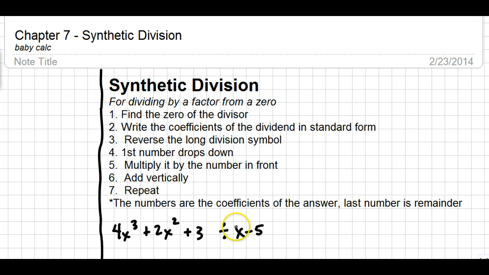But if there are other things attached to your factor like x squared, or if there's something in front of the x, then you can't use synthetic division any longer. It needs to be a factor that you can create from a 0 or vice versa. So the first thing you're going to do is find what that 0 was from the divisor itself. Then you're going to write the coefficients of the dividend in standard form. Let me show you what that looks like.